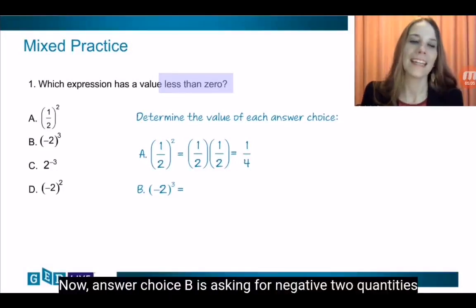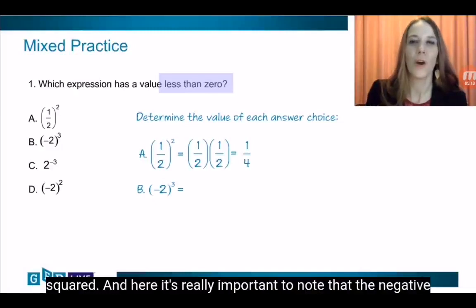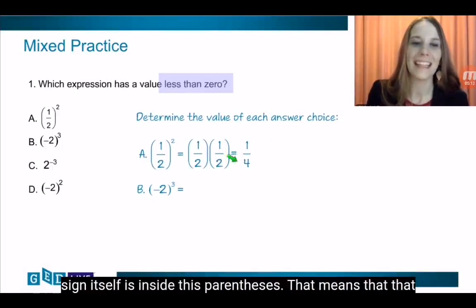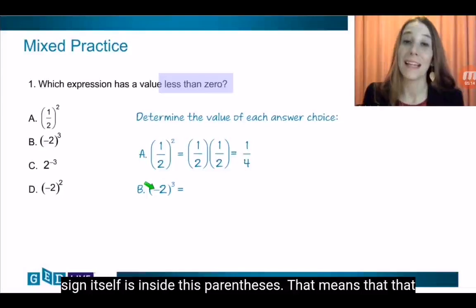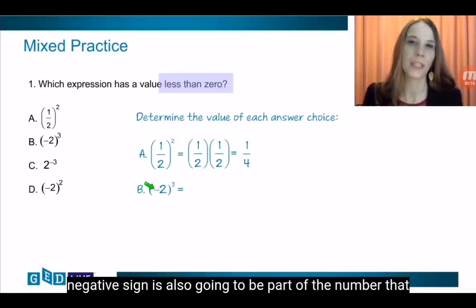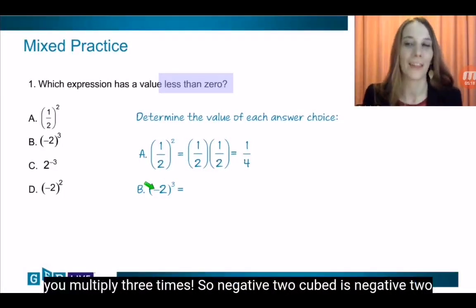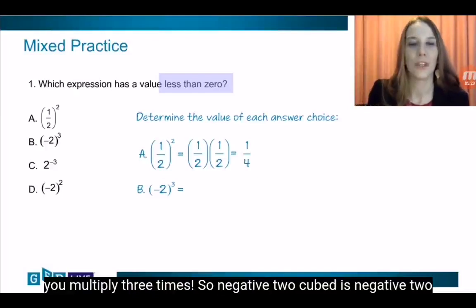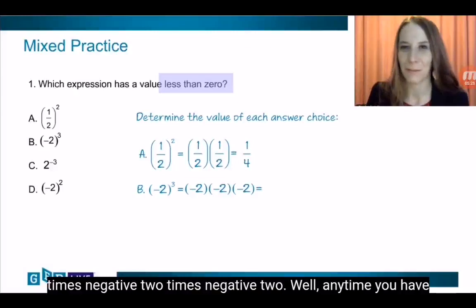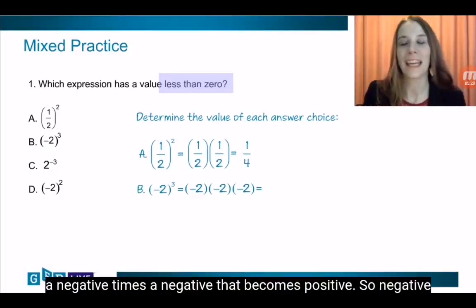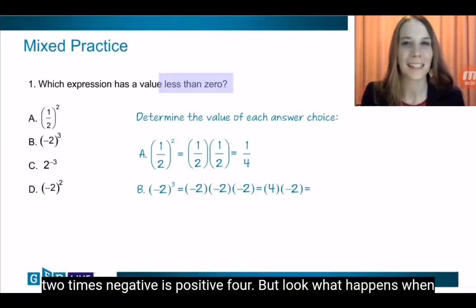Now, answer choice B is asking for -2 quantity cubed. And here it's really important to note that the negative sign itself is inside the parentheses. That means that negative sign is also going to be part of the number that you multiply 3 times. So -2 cubed is -2 times -2 times -2. Well, anytime you have a negative times a negative, that becomes positive. So -2 times -2 is +4.